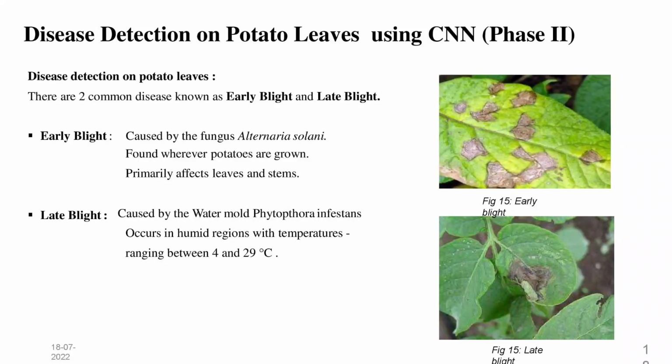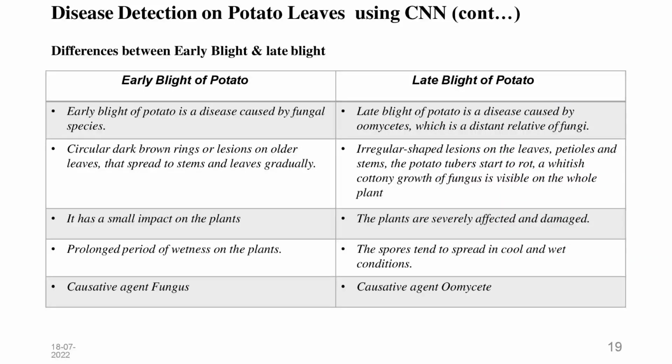So basically, potato leaves are having mainly two diseases. They are early blight and late blight. Early blight is mainly caused by Alternaria solani, and late blight is caused by the water mold Phytophthora infestans. So the basic difference between early blight and late blight is that in case of early blight, circular dark brown rings are there, but in case of late blight, some irregular shapes are there.